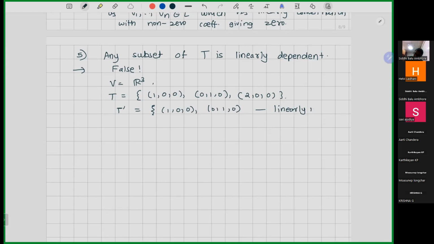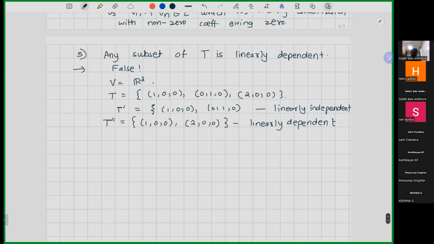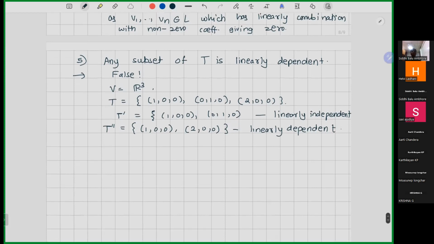And this T'', if I take these elements and this one, this is linearly dependent. So it depends on what elements we are choosing. We can have linearly independent and linearly dependent subsets both for a given linearly dependent set. Any doubt? Okay, no doubts.